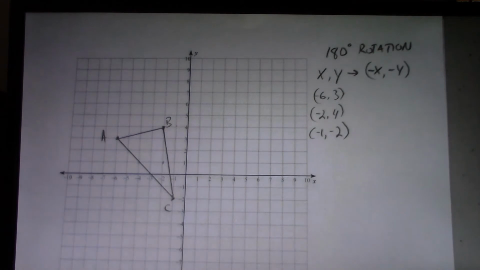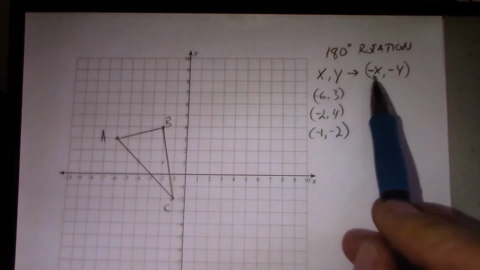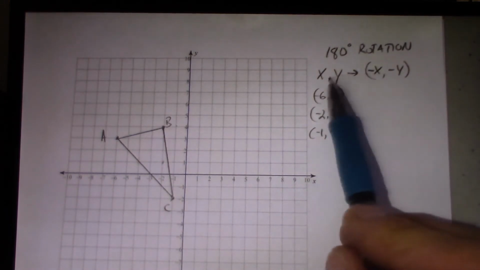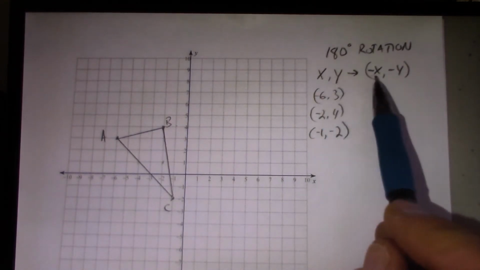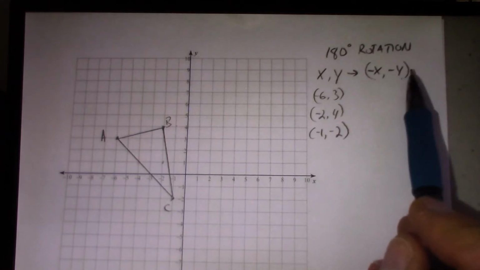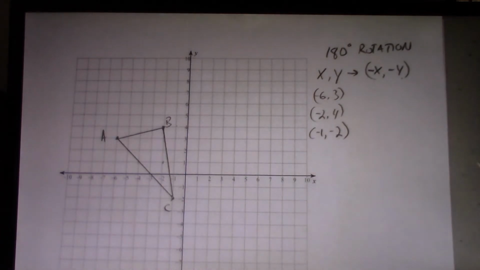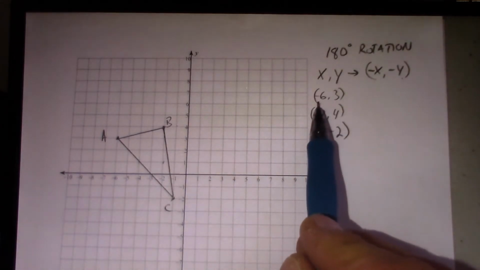On the 180 degree rotation, the x and y do not change places. The x stays as x and the y stays as y. What changes is that the x and y become the opposite of what they are. So x and y become the opposite of x and the opposite of y, and we notate that with the negative sign in front.